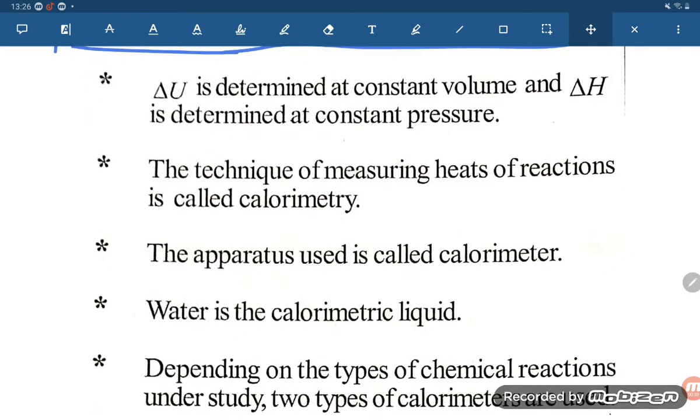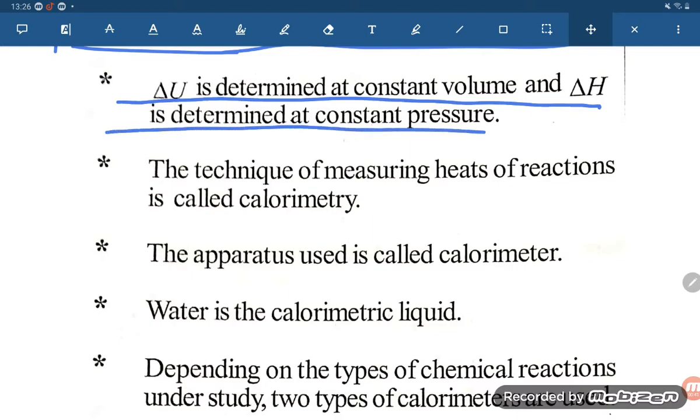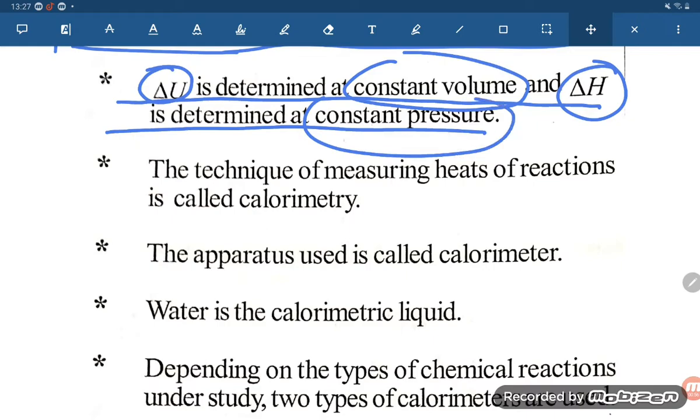So let us read out the slide and try to find out what the points are. Delta U is determined at a constant volume and delta H is determined at constant pressure. So enthalpy is determined at constant pressure and internal energy is determined at constant volume.